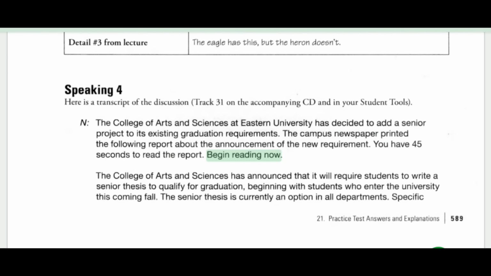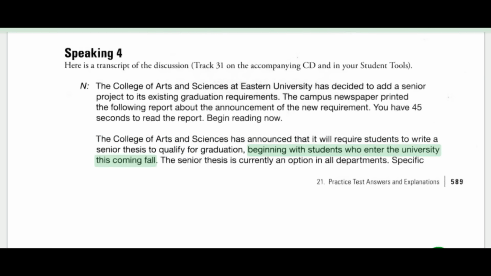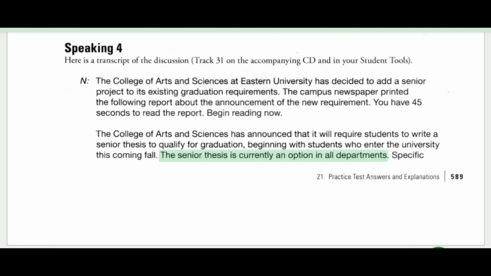Begin reading now. The College of Arts and Sciences has announced that it will require students to write a senior thesis to qualify for graduation, beginning with students who enter the university this coming fall. The senior thesis is currently an option in all departments.